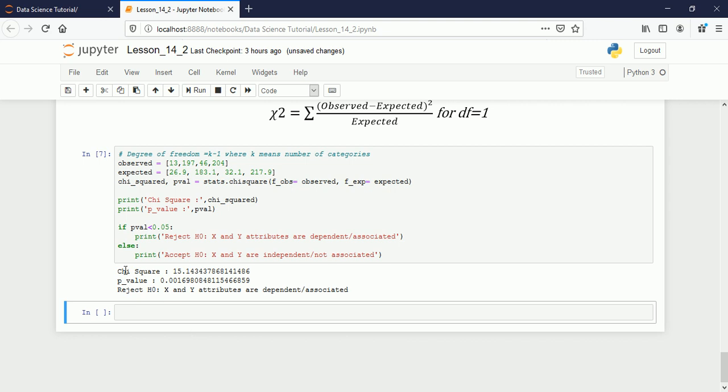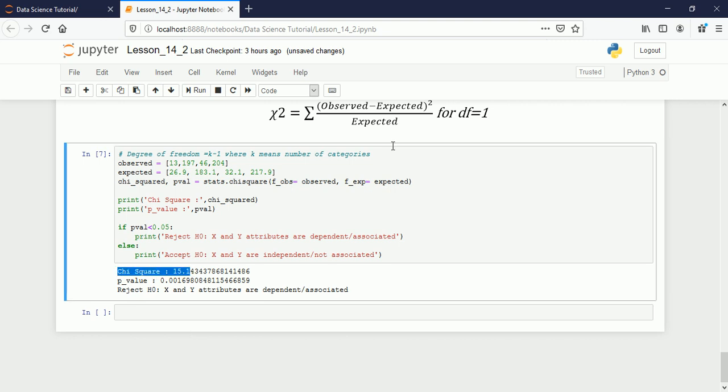Yeah, this is the chi-square value. If you calculate manually, it will give you 15.14 like that. The p-value is 0.00, so it is less than the level of significance. If it is less than this, what will happen? We will reject the null hypothesis. But if the null hypothesis is rejected, we will go and accept the alternative hypothesis.